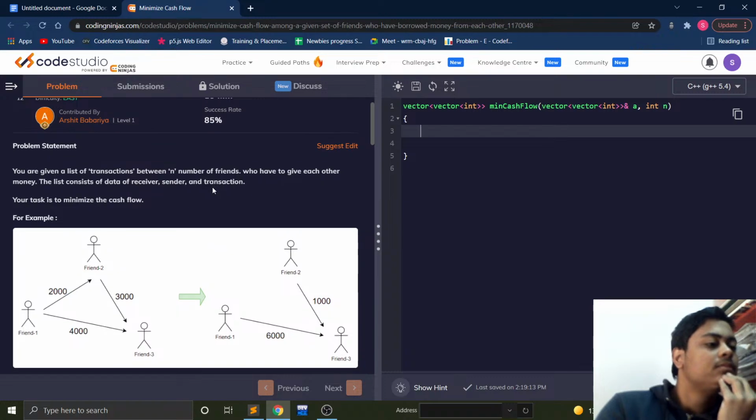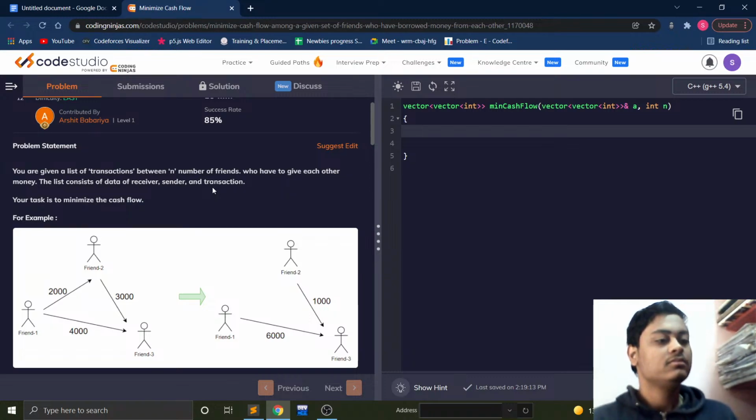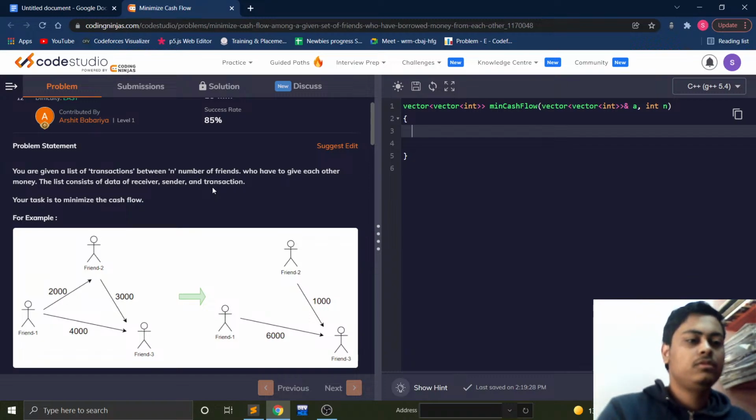Okay. You're given a list of transactions between n friends who have to give each other money. Okay, we have the list. Your task is to minimize the cash flow. That means I want to minimize the total amount of money which has flown.